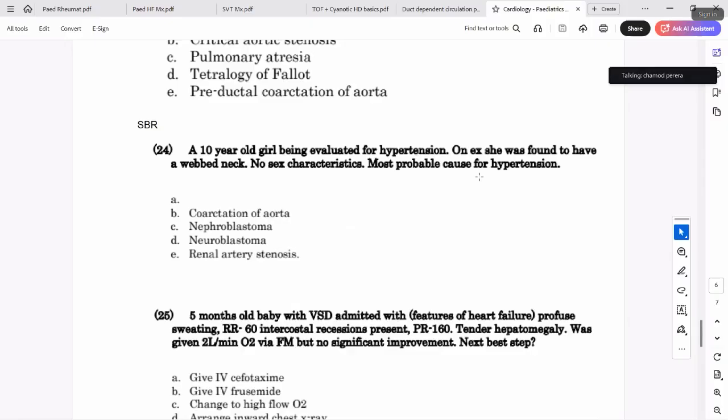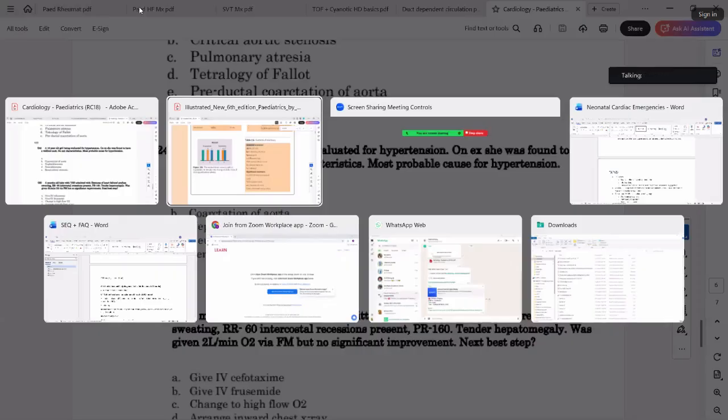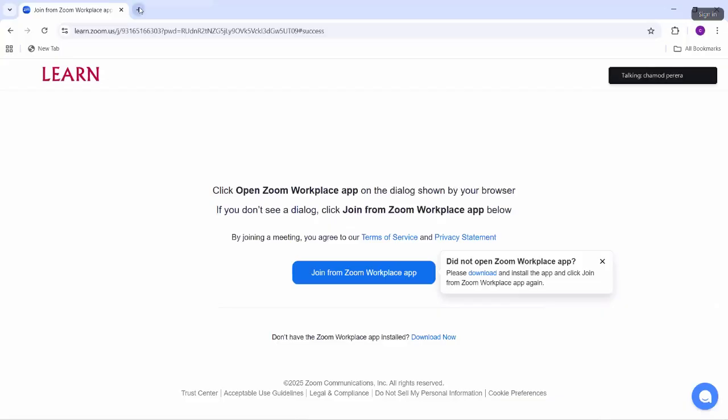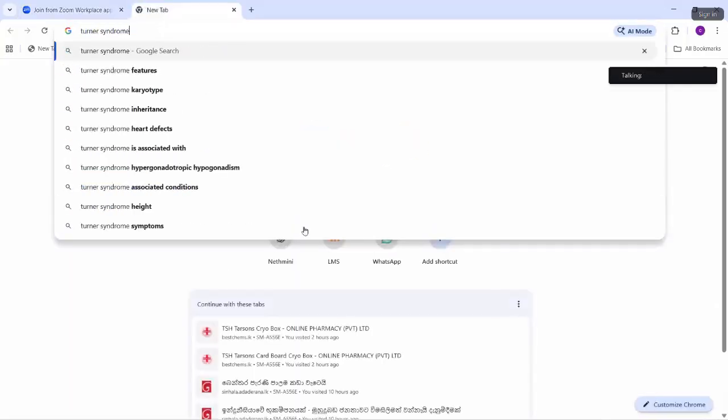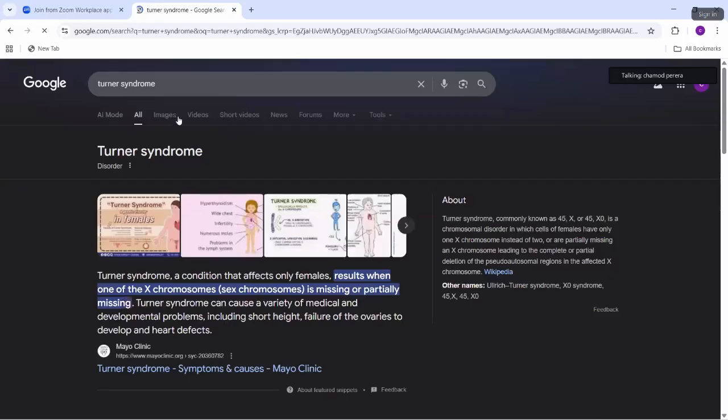We will talk about the other features of Turner syndrome, but nephroblastoma is usually found in children less than 5 years. Neuroblastoma also causes hypertension. And renal artery stenosis can also cause hypertension. Okay, let's look at the features of Turner syndrome. Here we have Turner syndrome, which is diagnosed.